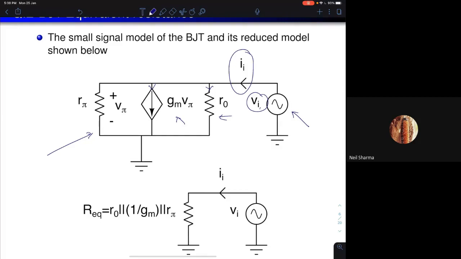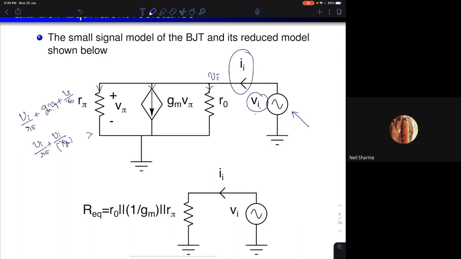Now look at this. Can I say Vi equals V pi? Because Vi is the node voltage at this point, and this is an AC ground. So Vi equals V pi. So I can say the sum of the currents: the current through this resistor is Vi by R pi, plus Gm V pi, which is Gm Vi, plus Vi by R naught. Now I am going to represent this Gm as 1 by Gm, so this can be written as Vi by R pi plus Vi by (1 by Gm) plus Vi by R naught.